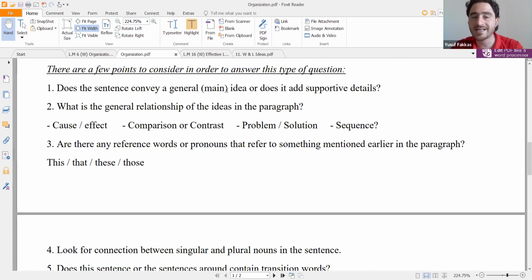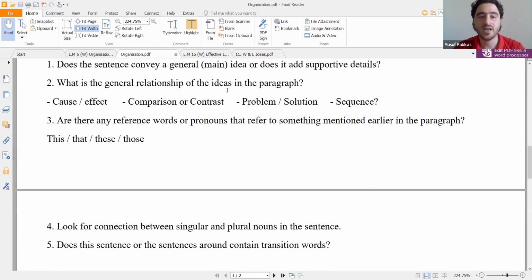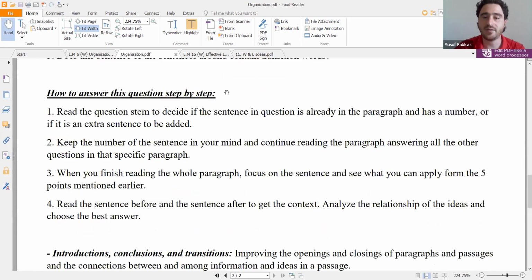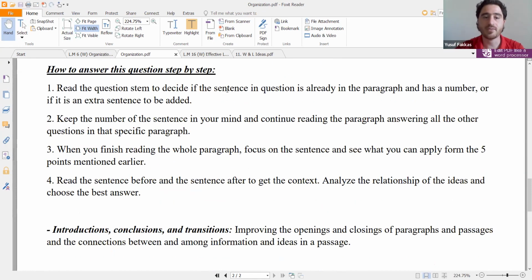Look at the sentence you are asked about. Ask yourself, does it give me a main idea or a specific detail? And then while you are reading the paragraph and highlighting the key point, what kind of relationship of ideas do I have in this paragraph? Do I have nouns? Do I have pronouns? Are they singular or plural? Are there any reference words? Is there any connection between these nouns and pronouns? And do I have transition words or not? Okay, these are the things that you should look for when you are answering a sentence placement question.